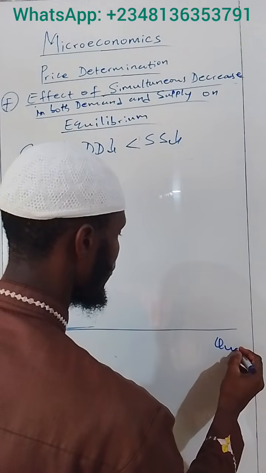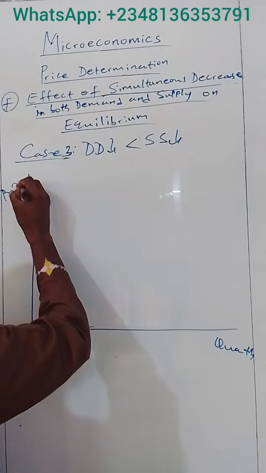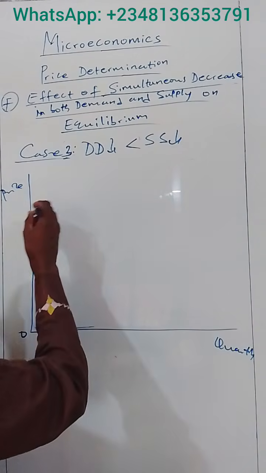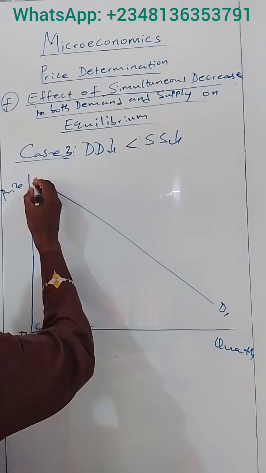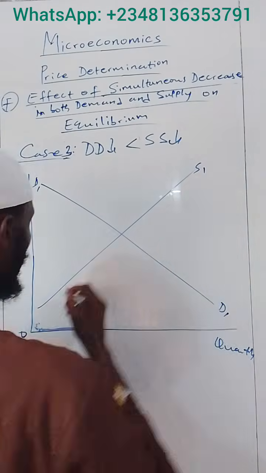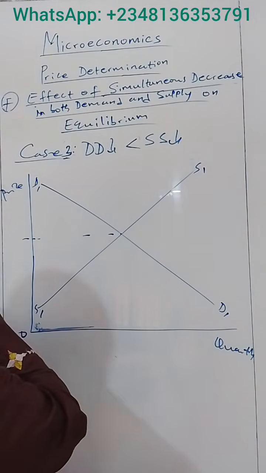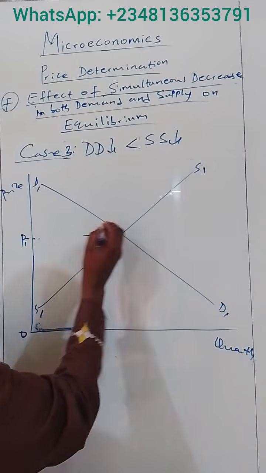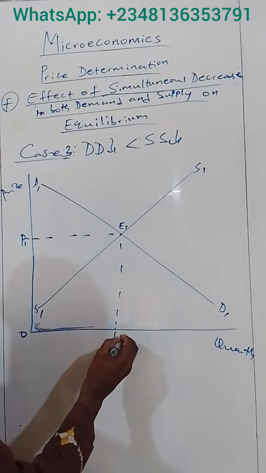We have Q as quantity, this is the origin, and this is the price. Now, let's say we have the demand curve here, D1, and let's say we have the supply curve S1. That is the initial before any decrease. So we call this P1. This is the original equilibrium, with price P1.